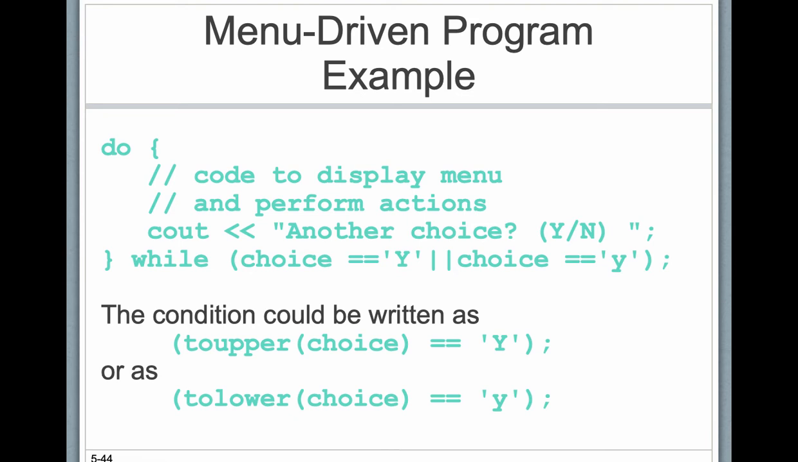We would simplify this by using toupper or tolower, those two functions, in order to force the conversion of choice, which is a character, into the uppercase or lowercase equivalent. Regardless of which one you use, it will be converted. If you use a lowercase y and it's converted to lowercase, it'll just preserve the same character. If it's an uppercase y and you use tolower, of course, it'll convert it into a lowercase y.